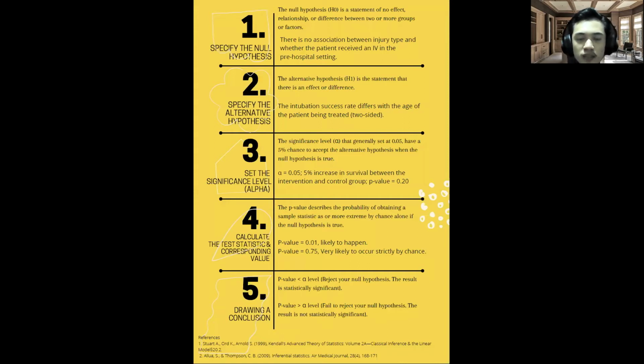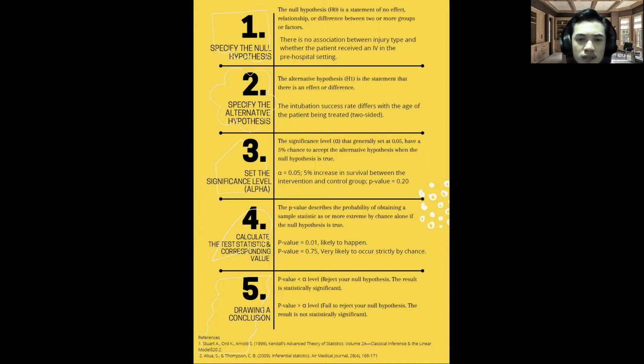In hypothesis testing, there are five steps that we have to do. First is to specify the null hypothesis. The null hypothesis is a statement of no effect, relationship, or difference between two or more groups or factors. For example, there is no association between injury type and whether the patient received an IV in the pre-hospital setting.